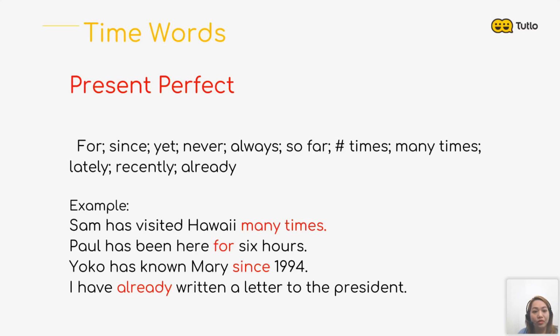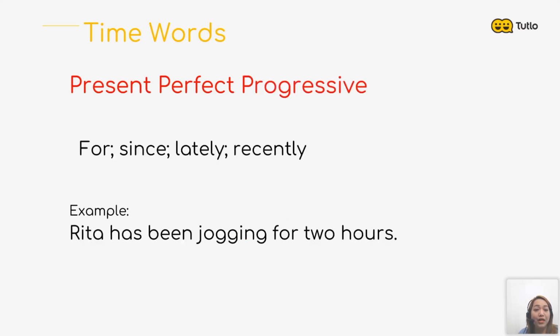Okay. Moving on. So we have, of course, present perfect continuous. Present perfect continuous or progressive. So as you see here, with present perfect, we also have for, since, lately, and recently.